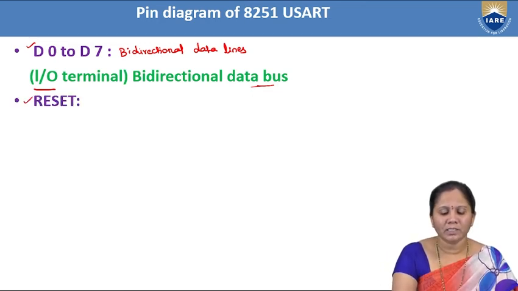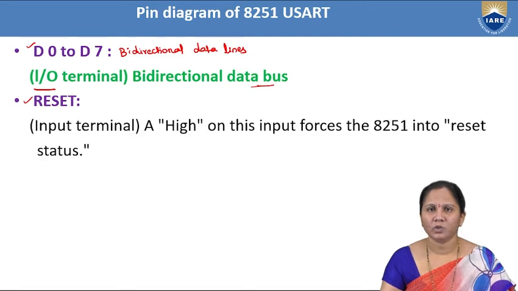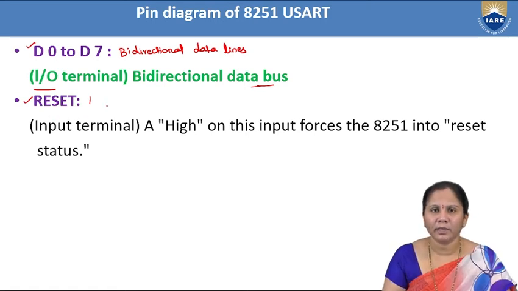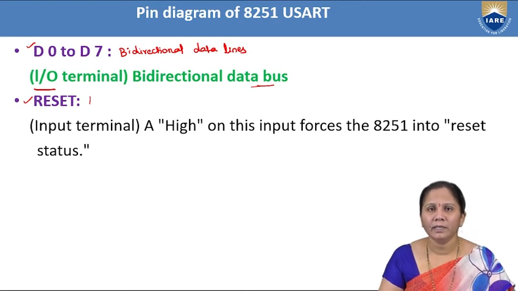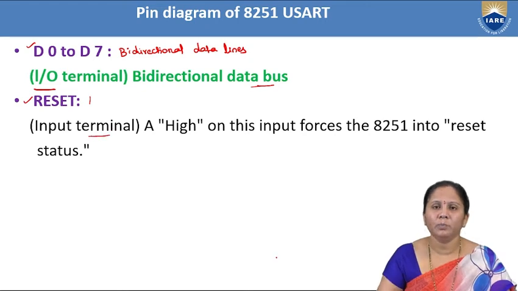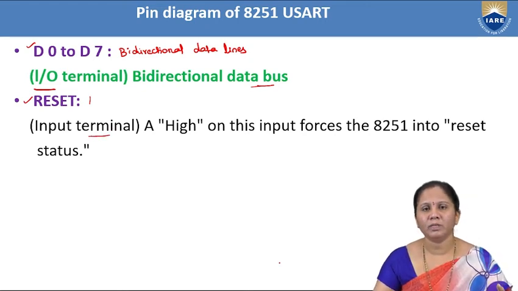And next signal is reset. The function of this reset signal is, if this reset signal is high, it is an active high signal. If this reset signal is enabled, then 8251A USART will get reset. And this reset is acting as an input terminal. So in order to reset 8251, we have to enable this reset signal.